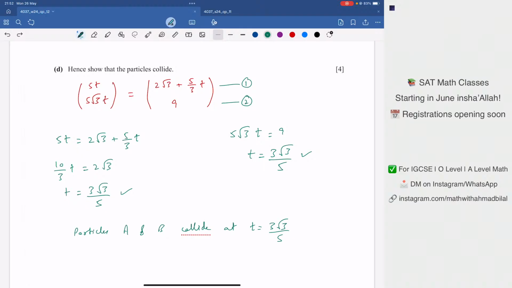Okay, that's it. These were all the difficult questions from the October-November 2024 papers, the relatively more difficult ones. I hope that was helpful.